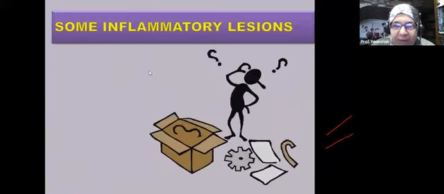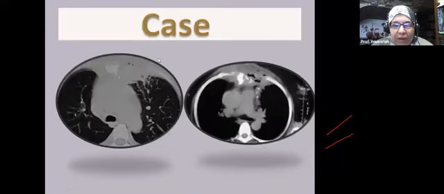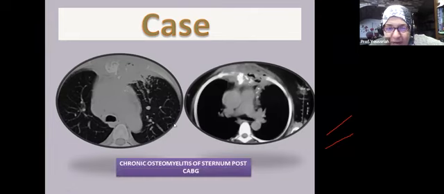Now, inflammatory lesions. This was a case of sternotomy and CABG, and it got infected. As you can see, there is fragmentation and sclerosis of the sternum. There is air, there are loculations of fluid, there is heterogeneity, and there is extension from the soft tissue anteriorly into the anterior mediastinum. So this is, again, chronic osteomyelitis of the sternum post-CABG.